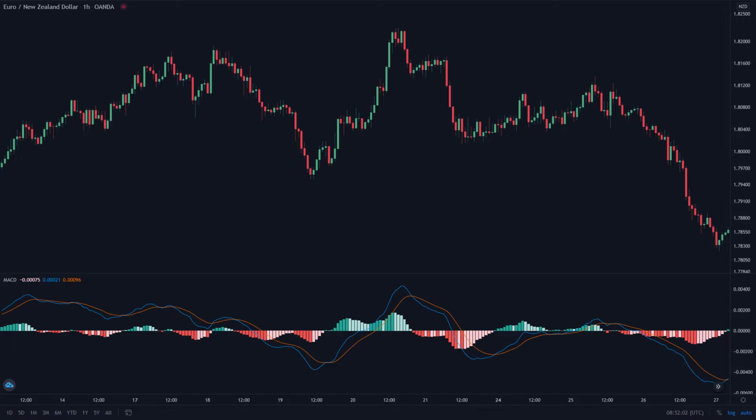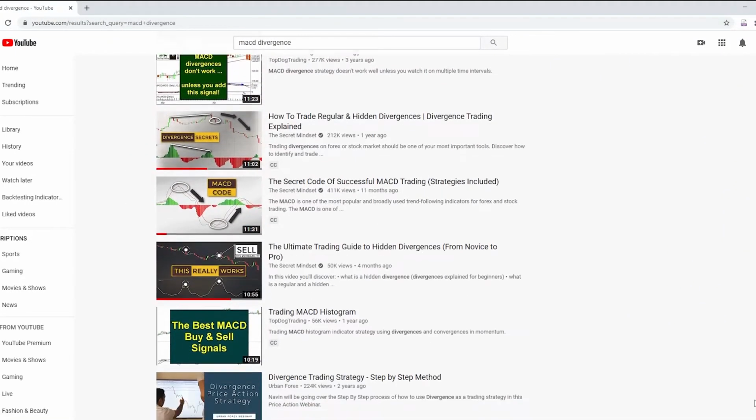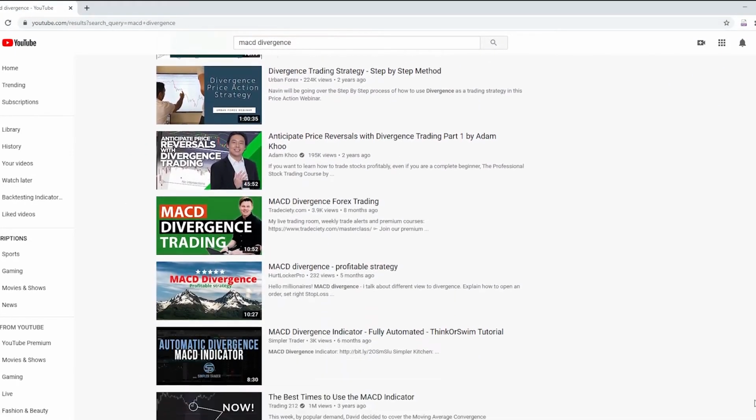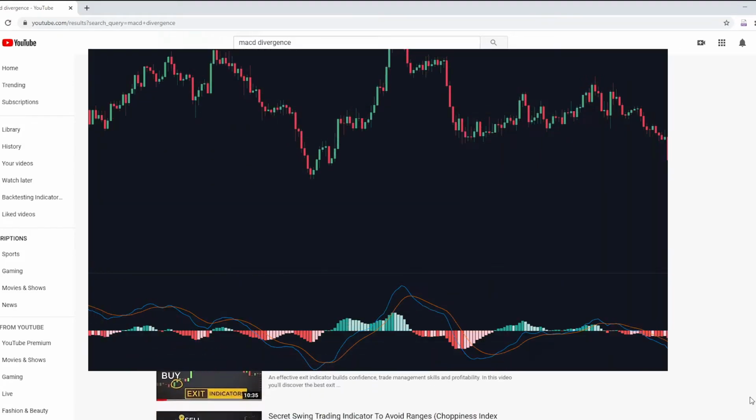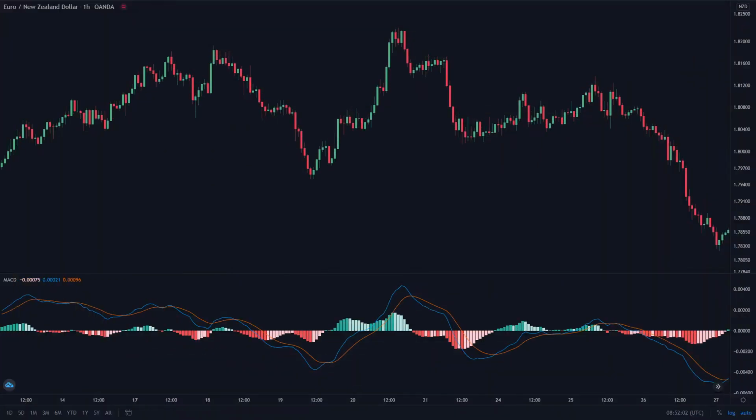So why am I testing this method? Well, it's because the MACD divergence is actually a really popular strategy. There are many videos and articles that teach you how to trade the divergence, and I don't want people to blindly follow a strategy that may or may not work. So now, I'm here to expose the true win rate of the MACD divergence strategy so that you don't have to risk your hard-earned money testing it yourself.